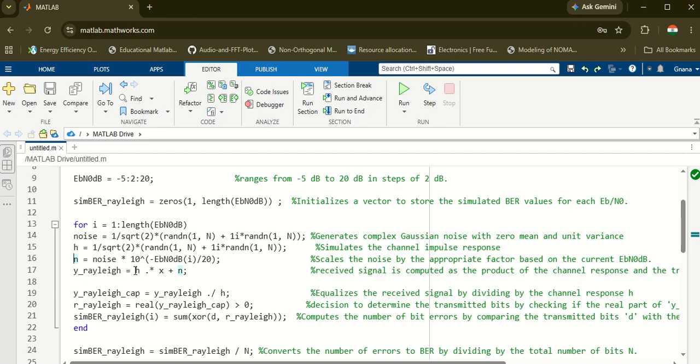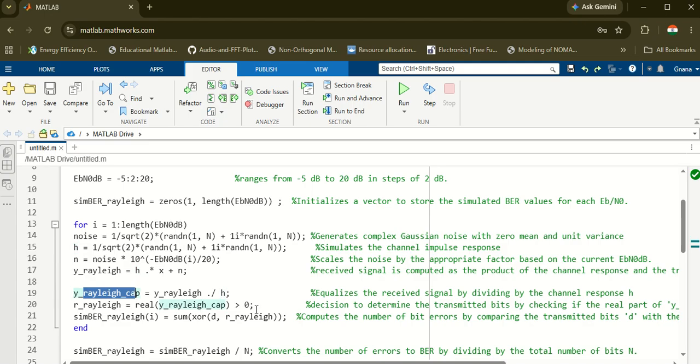The received signal is generated using the product of the channel impulse response with the transmitted signal plus the noise, that is n. So x into h plus n gives you the received signal. So next I am going to equalize this received signal by dividing it by the channel impulse response h. That value is stored in this Rayleigh underscore cap.